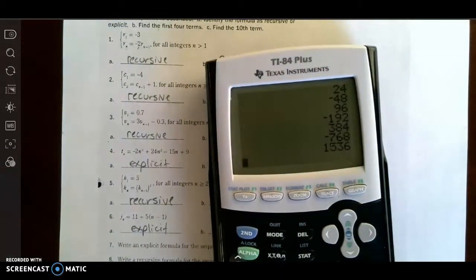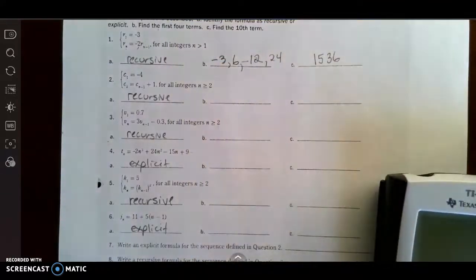Hopefully you guys can see that. I can't tell if there's a glare because I've got so much sunshine coming into my room right now. All right, let's go to number 2.